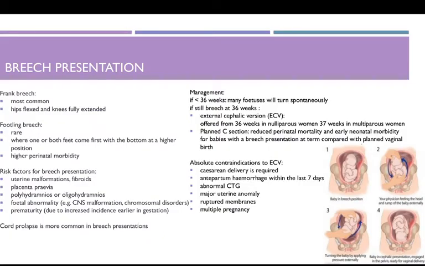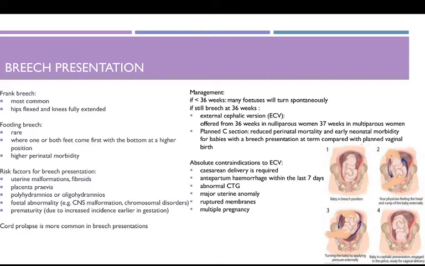Okay, so breech presentation. Frank breech is the most common. It's where the fetus's hips are flexed and the knees are fully extended. So you can see, oh no, that's showing ECV, never mind. So it's where the fetus will present with the buttocks coming first, because if you can imagine, the hips are flexed and their knees are fully extended. Footling breech is more rare, and it's also got a higher perinatal morbidity, and that's where one or both feet come first with the bottom at a higher position.